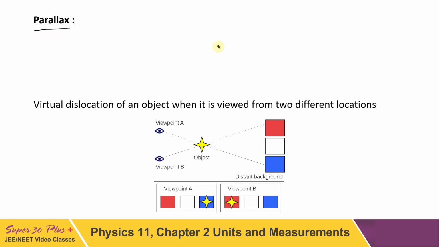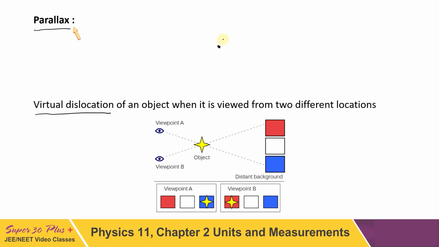Of course the mark is at the same point, but still it seems dislocated. So this virtual dislocation, because the mark is at the same point, so we can say the dislocation is virtual. Virtual dislocation of an object when it is viewed from two different locations is called parallax.